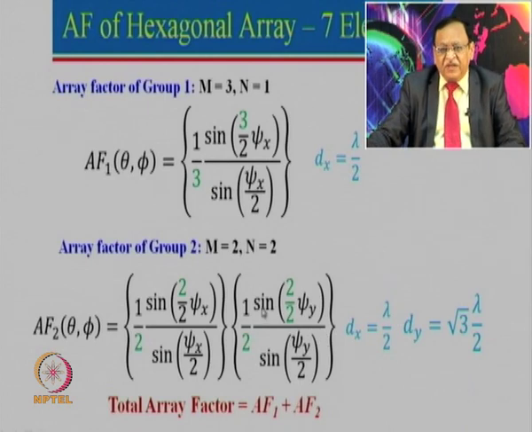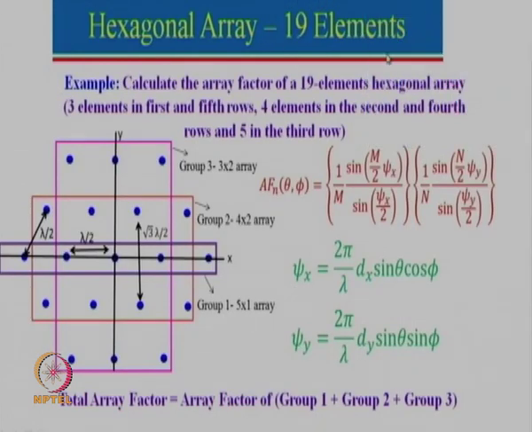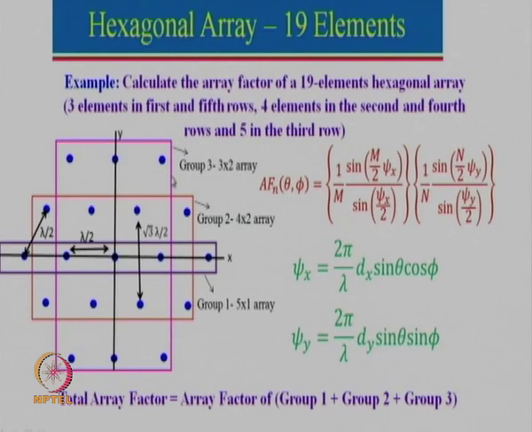Now we just took 7 elements. Let us say we take a larger array, so this is a 19 element array here, where we have 3 elements, then 4 elements, then 5 elements, then 4 and 3. Now all of these elements are forming an equidistance. All these distances are λ/2, and these distances are also λ/2.